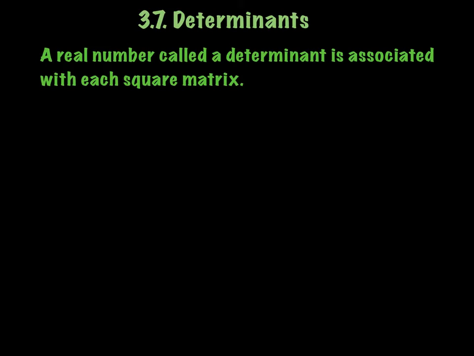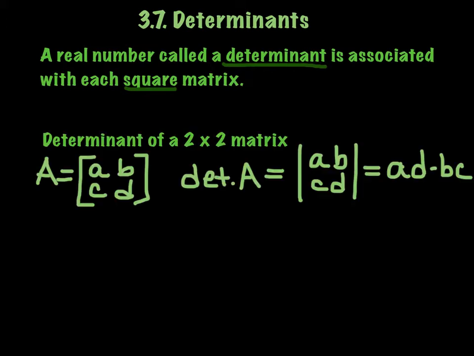Alright, there is a real number that's called a determinant, and it is associated with each square matrix. So determinant is a key word here, and so is square. This is only for matrices that are square, like 2 by 2, 3 by 3, things like that. Alright, so first let me tell you how to do the determinant of a 2 by 2 matrix.